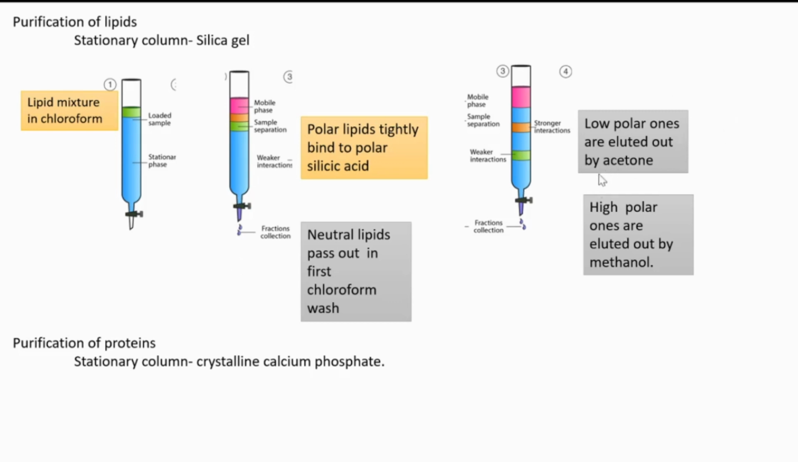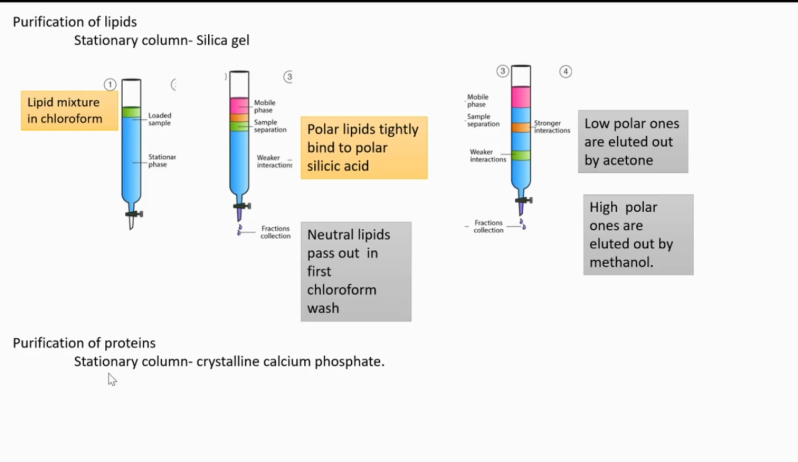As a result, at the end of the procedure, higher polar ones are eluted. Higher polar means those substances have strong interaction with this stationary phase. They can be eluted by further addition of methanol solvent for washing out the components which have stronger interaction with this stationary phase. Low polar ones are eluted out by acetone, in the case of this purification of lipids. I think you understand that.